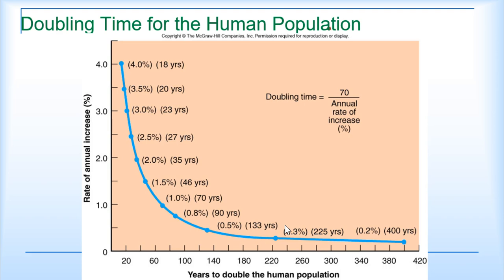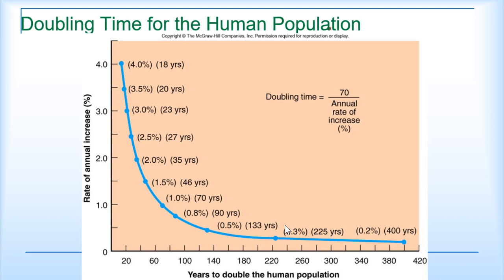Okay, so when we think about the doubling time for human population, this is going back to the doubling time thing. You can see that, remember, it's based on the annual rate of increase. The higher the growth rate, the shorter the doubling time. So I just put this in here so you could see that exponential decline of population growth.